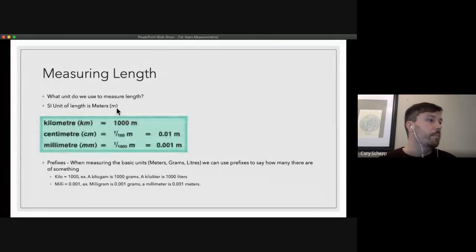There we go. Okay. But so this is what I'm talking about. You have to be able to convert from meters to kilometers and from centimeters to meters to kilometers. And we use these things called prefixes. When you're measuring the basic units like meters, grams, and liters, we have to use prefixes to say how many there are of something.